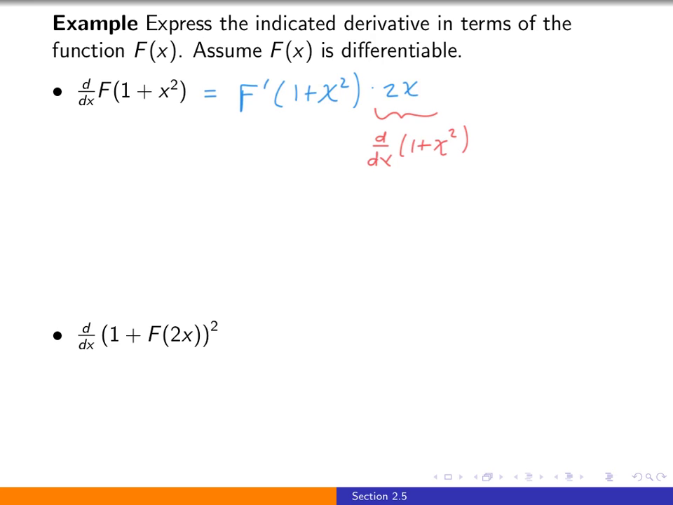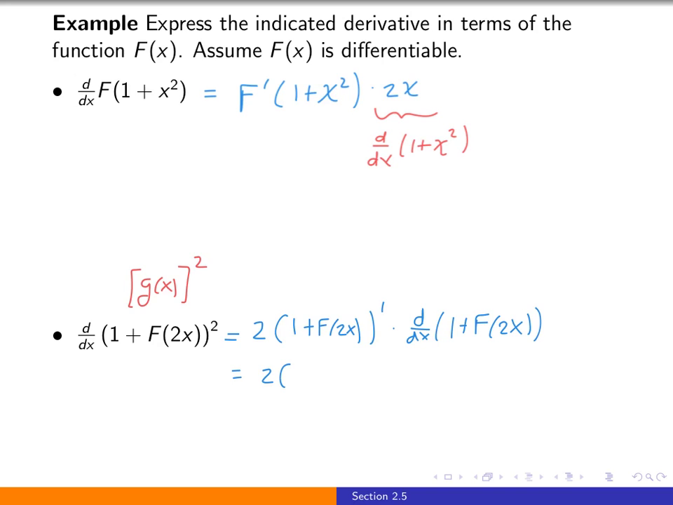So similarly, to differentiate this second expression, we see that it's kind of this general form that we had earlier. We can think of this as being g of x squared. So what we do is we differentiate that outside squaring function. The 2 comes down, the new power is 1. We evaluate at the inside function, and we multiply it by the derivative of the inside function. So we have 2 times 1 plus f of 2x.